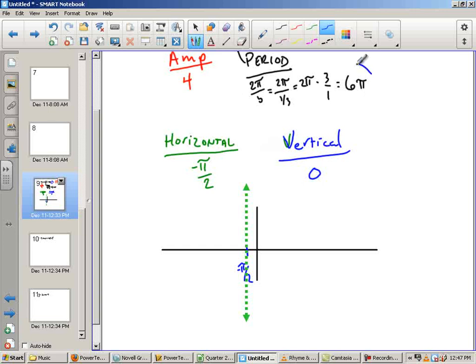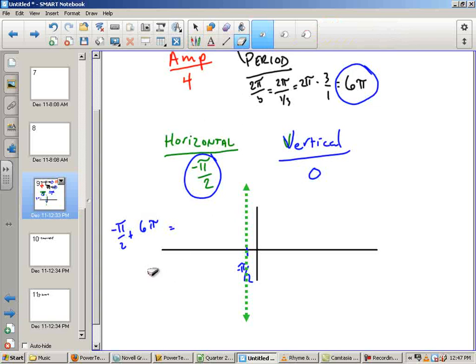Well, to find that, I always add my period and my horizontal shift. So if I take negative pi over 2 and I add 6 pi, it's hard to do this without first converting this to pi halves. So I'm going to replace the 6 with a 12 over 2. 12 over 2 is 6, so this is 12 pi over 2. When I subtract 1 from it, I'll get 11 pi over 2. So I want to keep going along this line until I get to 11 pi halves.